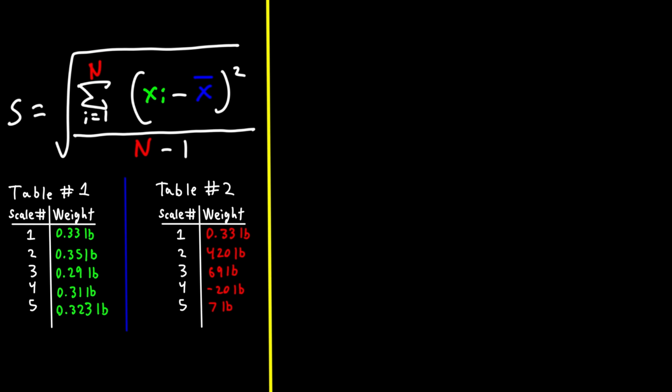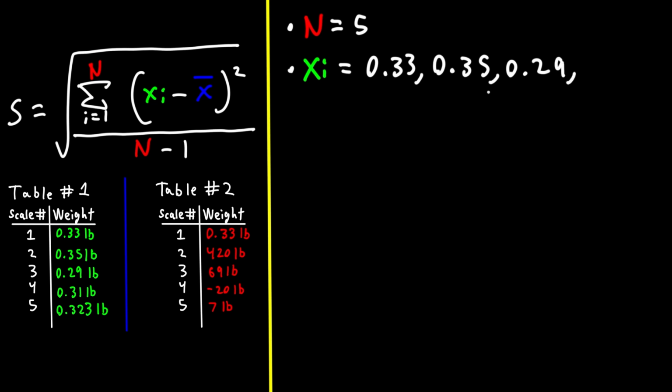Now let's do some practice with the tables. First, let's identify what n is. N is the number of measurements. In table 1, we have 5 measurements, so n equals 5. Xi represents the individual measurements. The individual measurements are 0.33, 0.35, 0.29, 0.31, and 0.323.